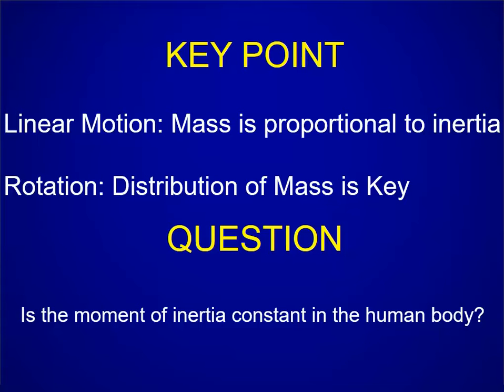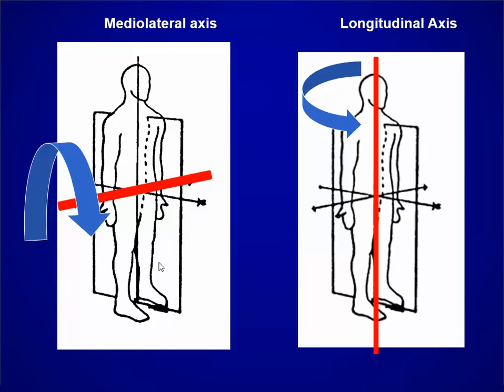I need to remind you that we can rotate about three axes: our longitudinal axis, our anterior-posterior axis, and our medial-lateral axis. So let's look at those. The medial-lateral axis impales us side to side, and so we do front flips, if you will, and that's a pretty big moment of inertia from the center of rotation up to our head, and down to our feet. As compared to the longitudinal axis, which is kind of a pole put in the top of our head, and we rotate like a ballerina, and that has a much smaller moment of inertia.